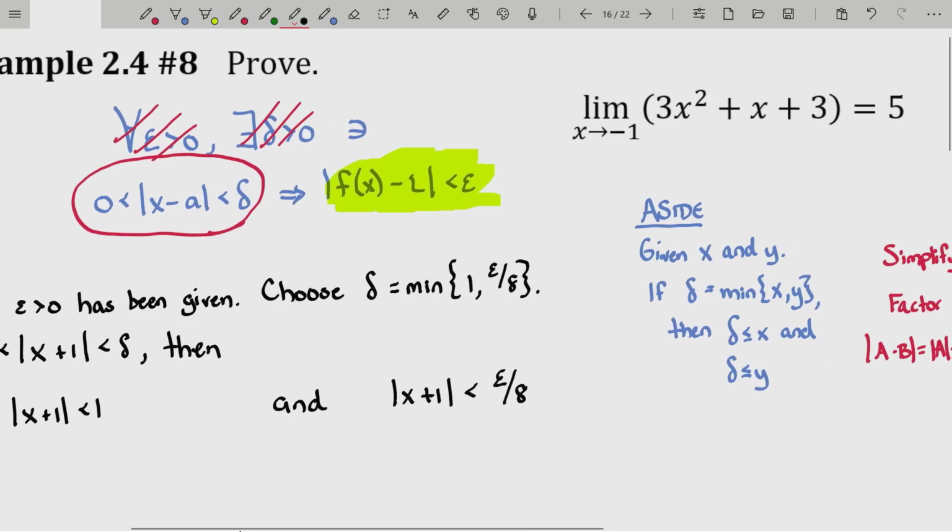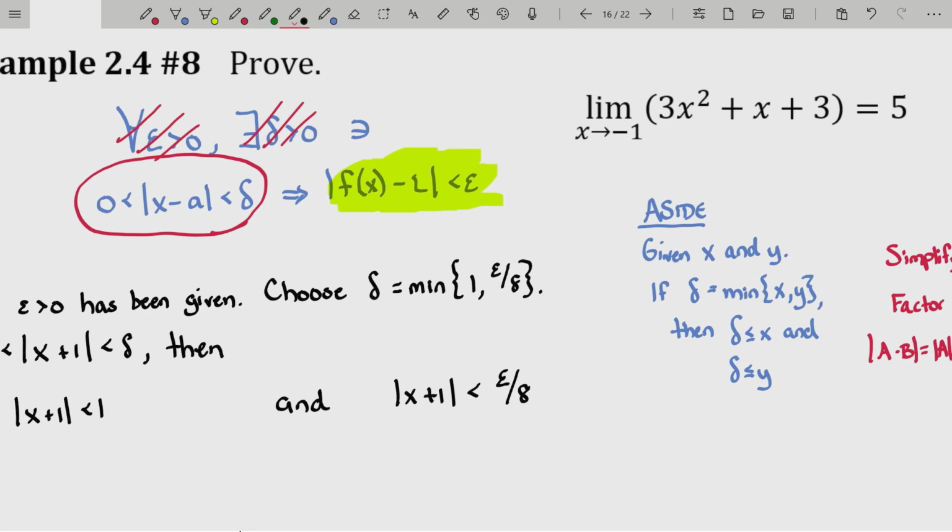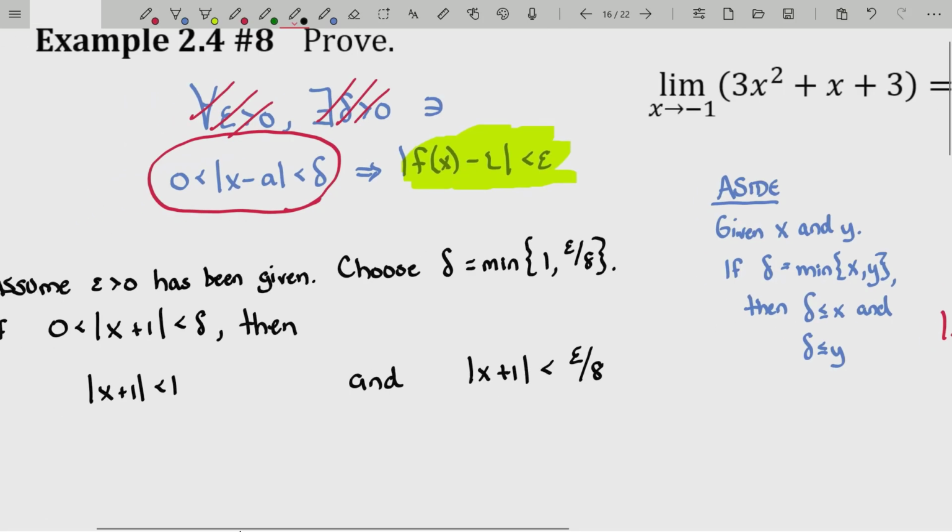So by this aside, delta will be less than or equal to x and y. And since the absolute value is less than delta, well, then the absolute value is going to be strictly less than x and strictly less than y. And there you go.